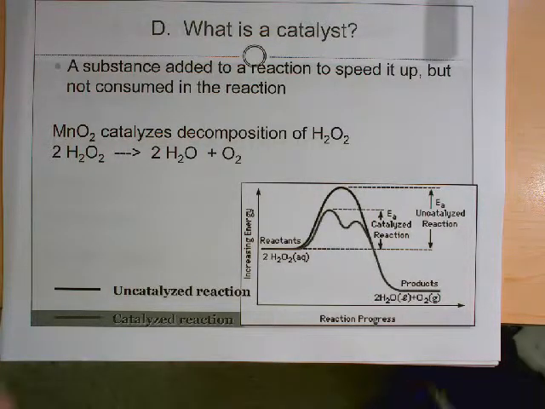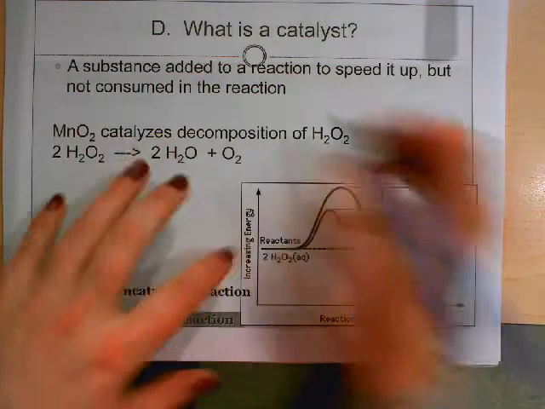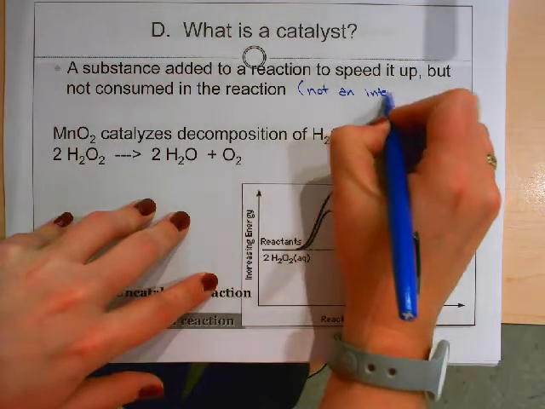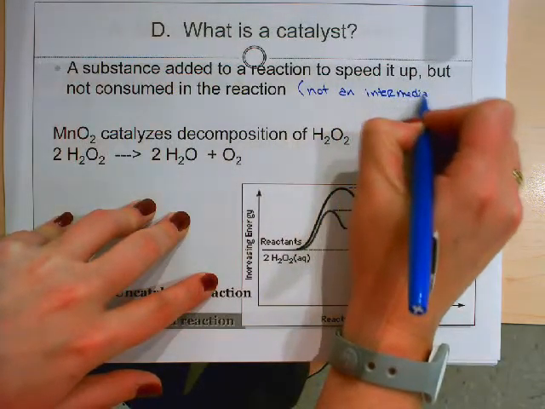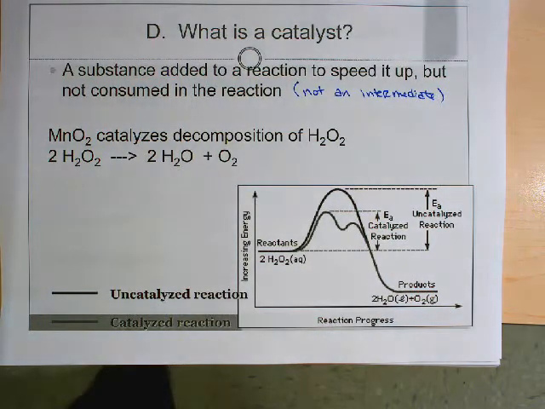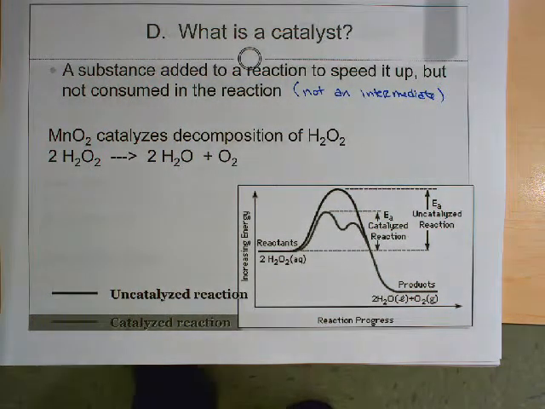So a catalyst is any substance added to a reaction that seemingly speeds up the reaction, but is not consumed by the reaction. So it's not an intermediate. A catalyst is a reactant.